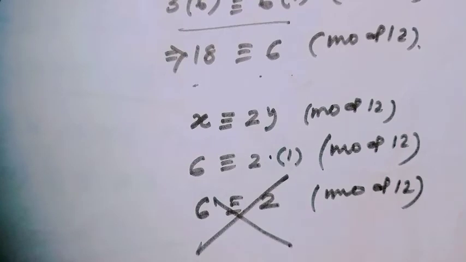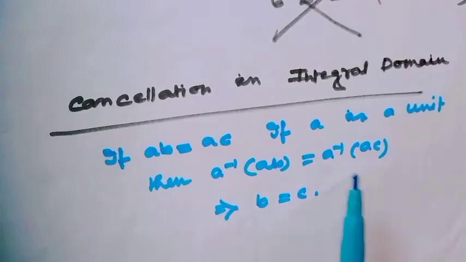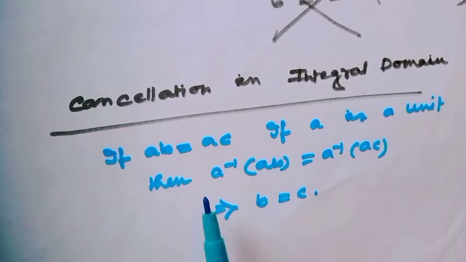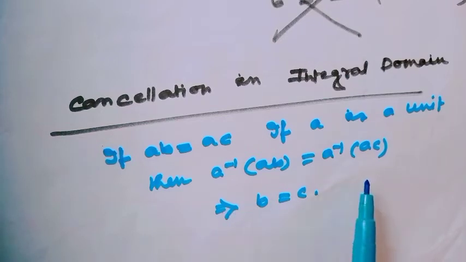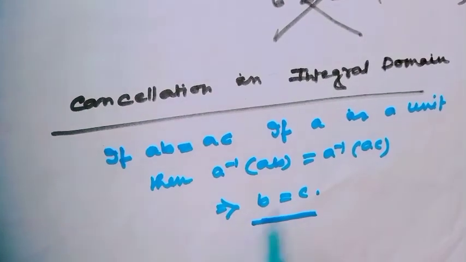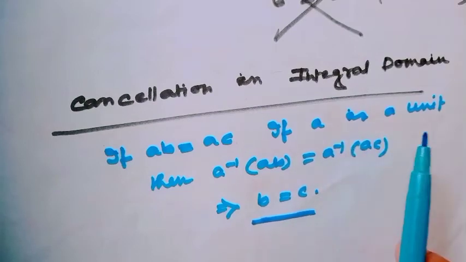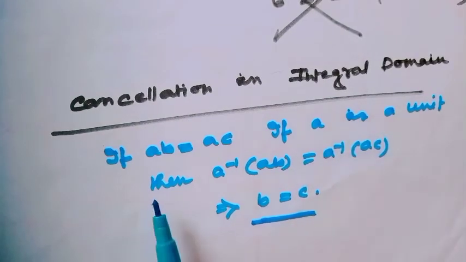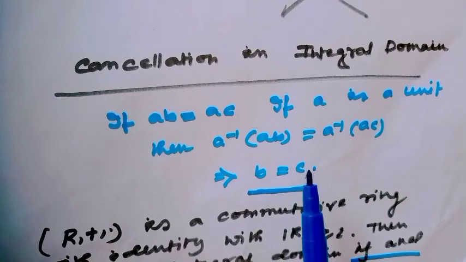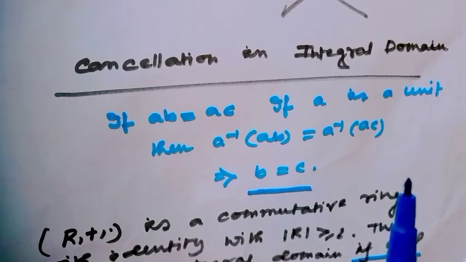Are you getting it? Well, cancellation holds in an integral domain. If AB = AC and if A is a unit, then obviously there exists a multiplicative inverse. So multiply both sides by A inverse. Then after multiplying, this would be B = C. Therefore, when A is a unit, the cancellation law obviously will hold. But in an integral domain, it is not necessarily true that every element has an inverse.